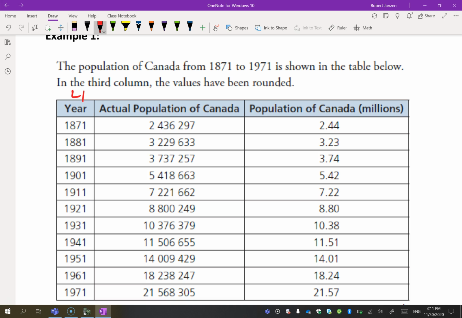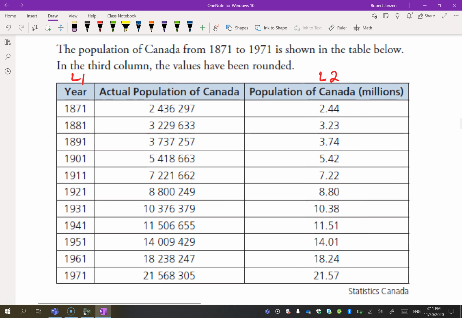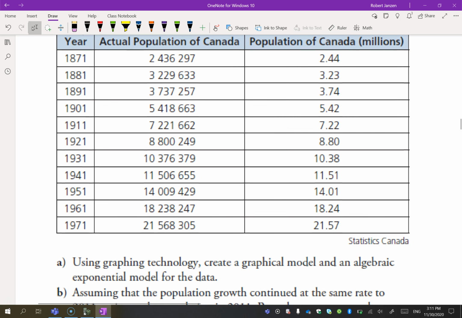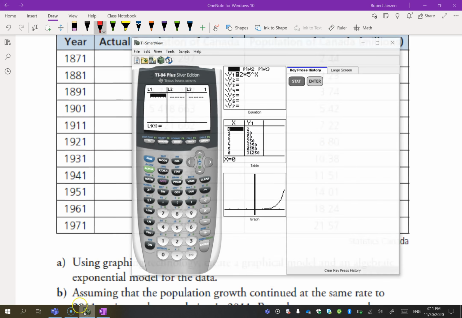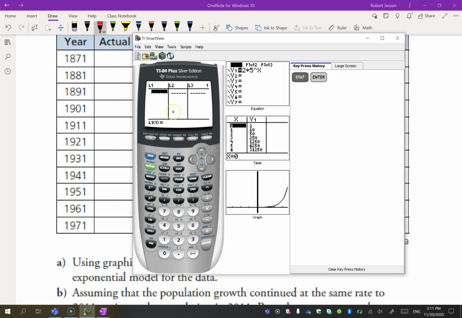So we're going to use this as L2. If this became a test question and you decided you didn't want to use this, you're going to get the same answers. We're just trying to make it simpler to enter. So let's start by putting this into L1 and L2.